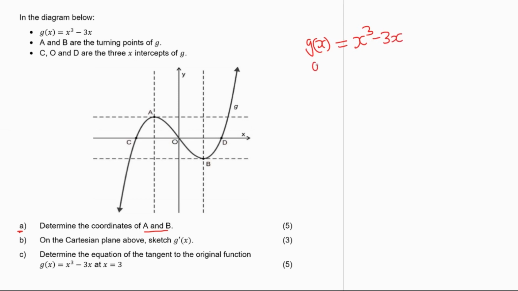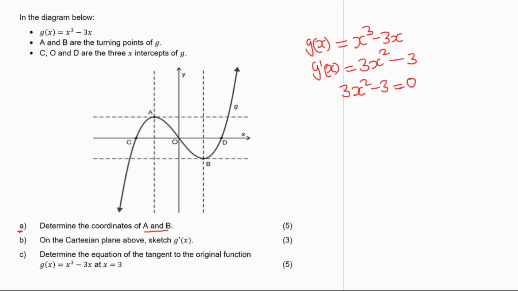Let's differentiate this. The derivative of g of x is equal to 3 times 1 is 3, and then x to the power 3 minus 1, that is 2, and then minus 3. Remember that if you differentiate with respect to x, the derivative of x is 1, so we just remain with 3 there. We equate this to 0, so it becomes 3x squared minus 3 is equal to 0.